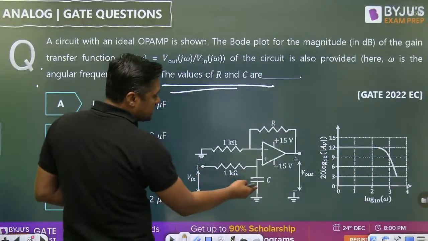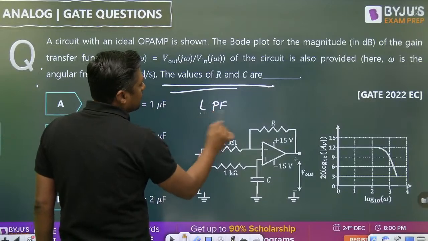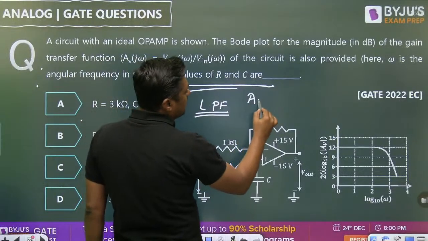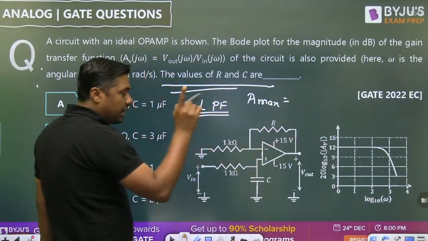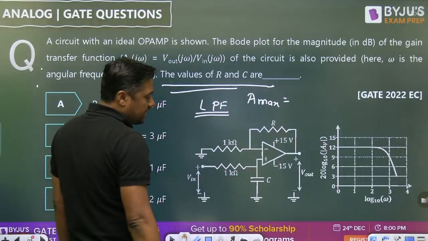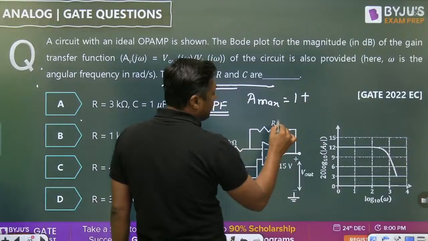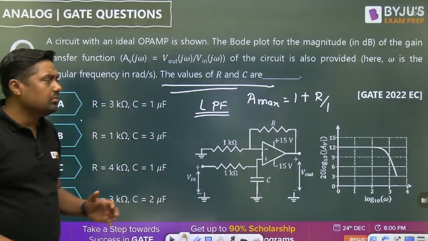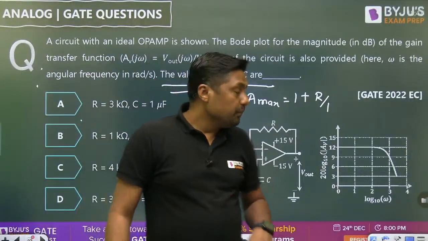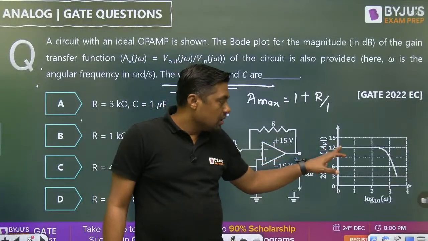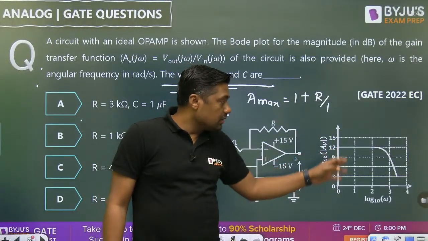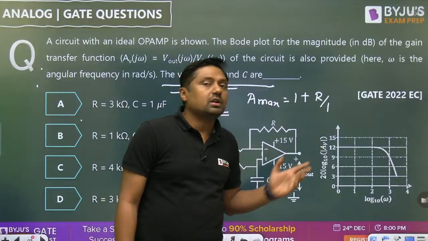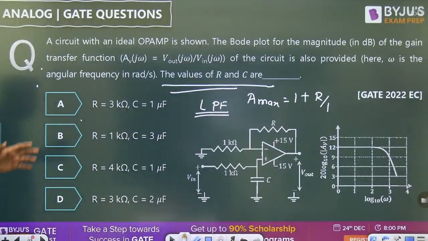If R is connected here and C is connected here, it is nothing but a low pass filter. And for this low pass filter, what is the maximum gain? The maximum gain is at omega equal to 0, when the capacitor will act as an open circuit, and the maximum gain is 1 plus RF by R1. Here the gain is given as 12. A number of students will equate 1 plus R by 1 equal to 12, and they will get R equal to 11 kilo ohm. But there is no such answer.